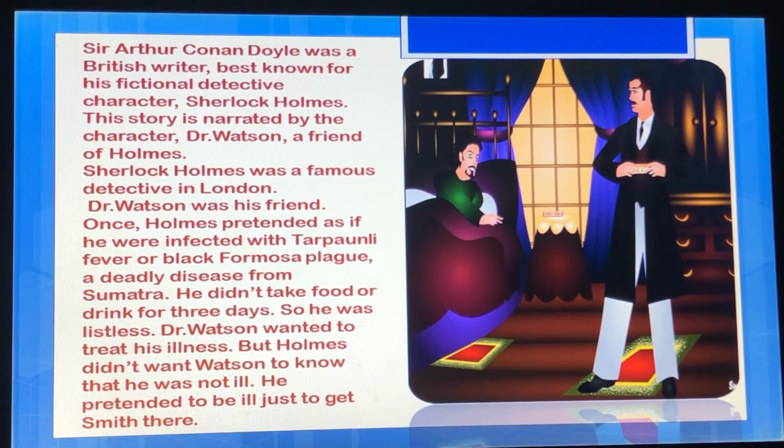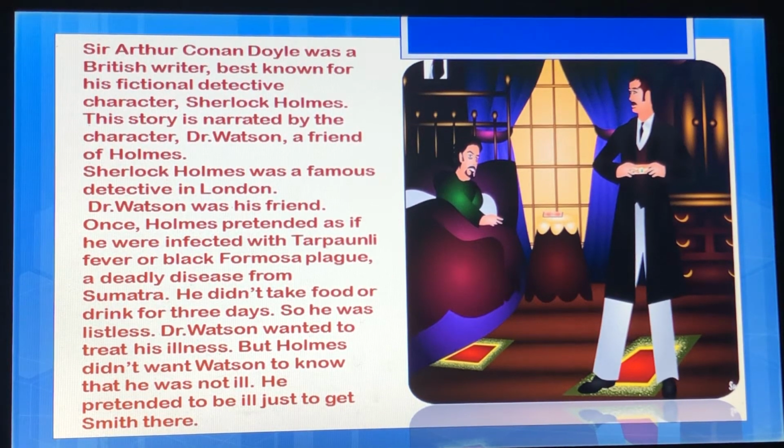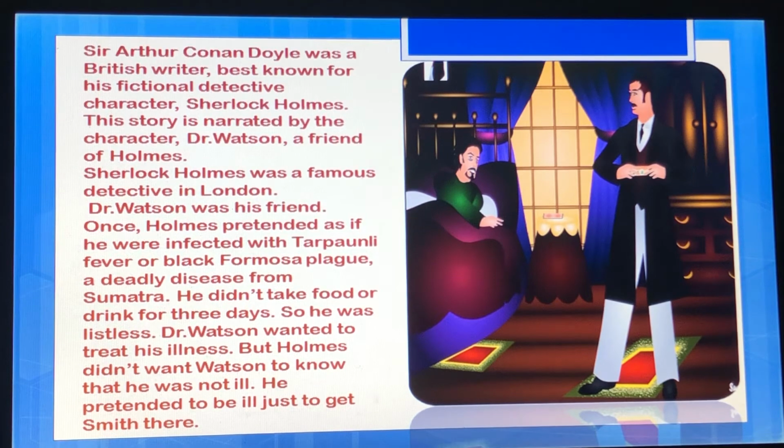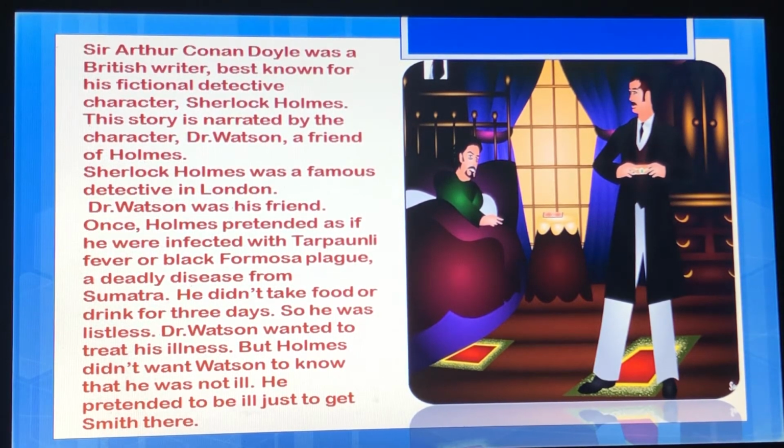This story is about a dying detective, Sherlock Holmes, who acts ill because he wanted to arrest a criminal who is in London. Watson, friend of Holmes, arrived and was horrified to see Holmes ill. He wanted to treat Holmes, but Holmes did not allow Watson to examine him.